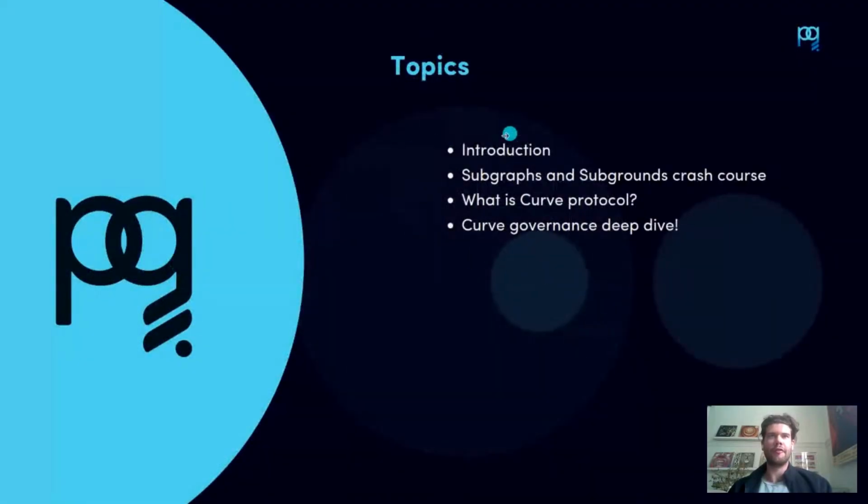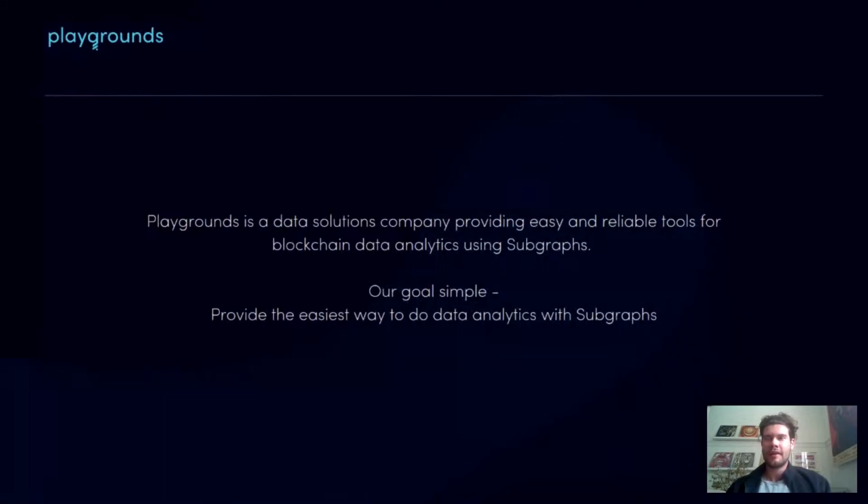So, quickly going over what we'll discuss today. I'll give a brief introduction of what Playgrounds is, what we do as a company, then briefly go over what subgraphs and Subgrounds are, because these are pretty important for the workshop. Quickly do a survey of what Curve is as a protocol and how their governance is structured, and then we'll dive right into the workshop itself. So, analyzing Curve governance. There's a lot of stuff to cover, so I'll try to go quickly over the slides here. So what is Playgrounds?